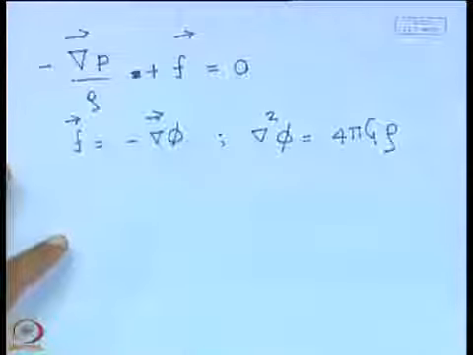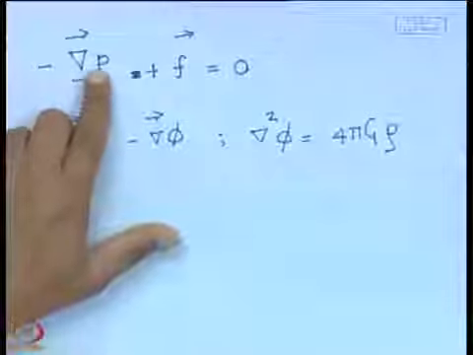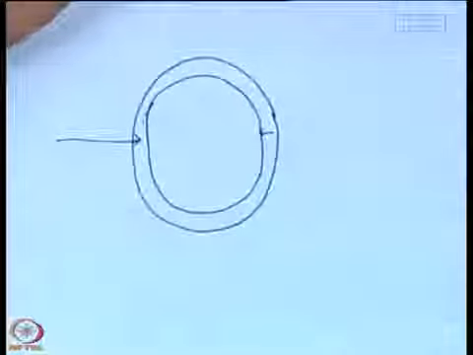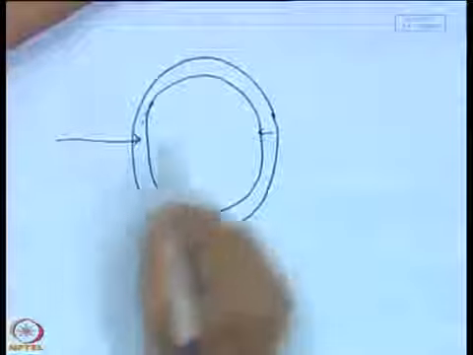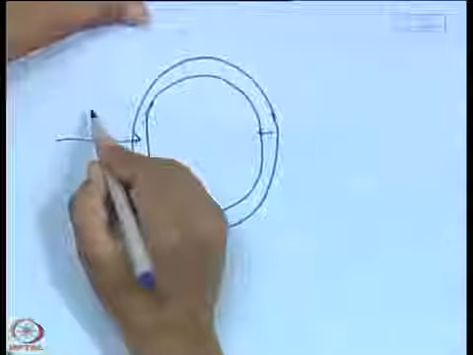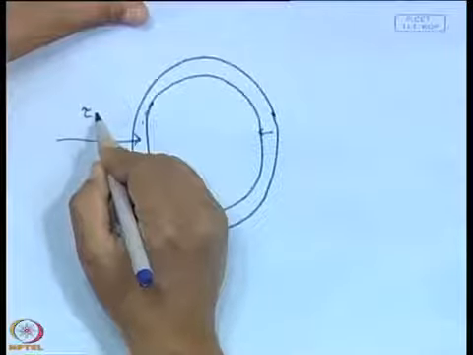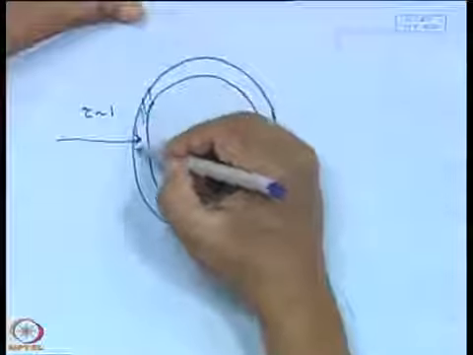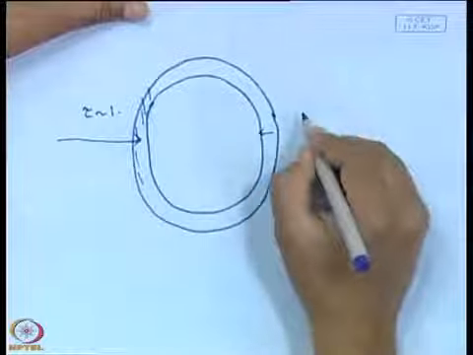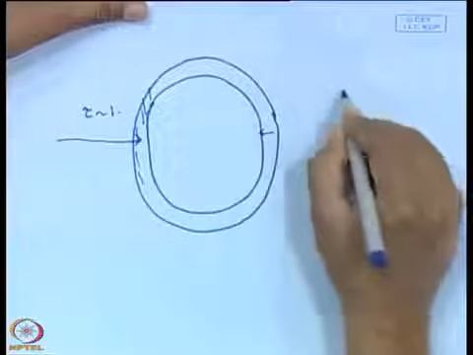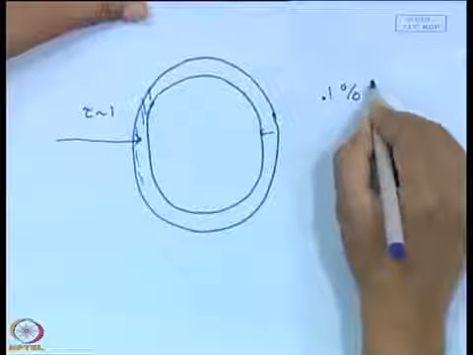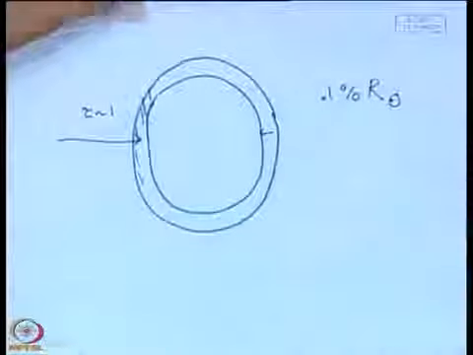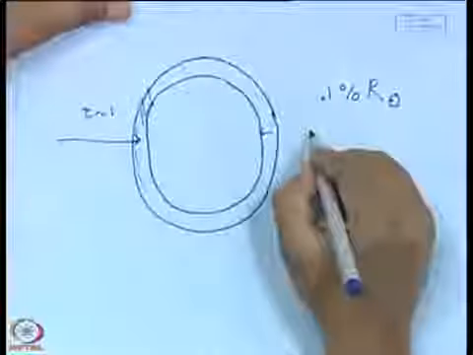So, inside the sun, the pressure gradient essentially balances the gravitational attraction of the material inside. The radiation originates from a surface of the sun, where the optical depth is of the order of unity. So, it originates from a thin shell, and the thickness of this is extremely small, around 0.1% of the total radius of the sun, and this is called the photosphere.